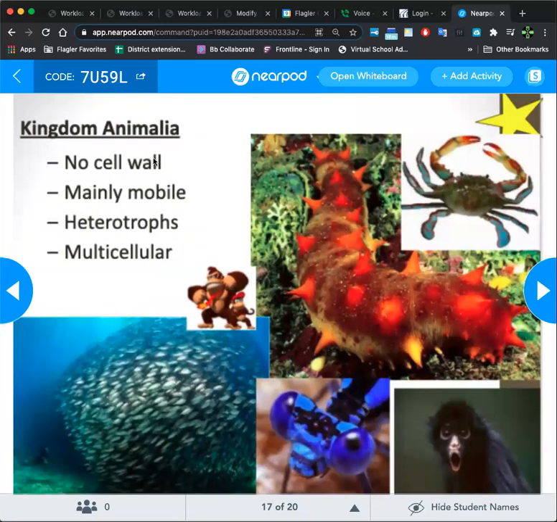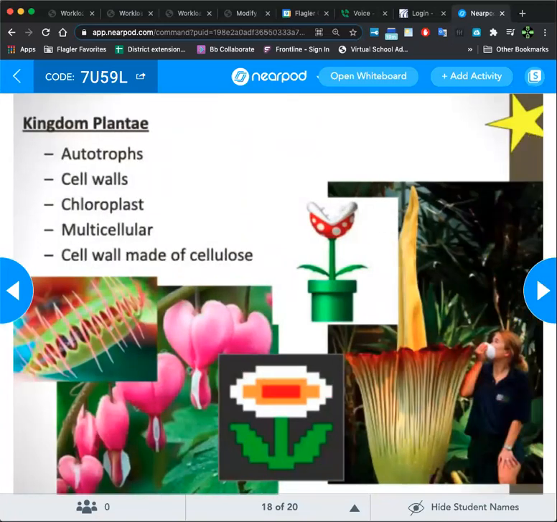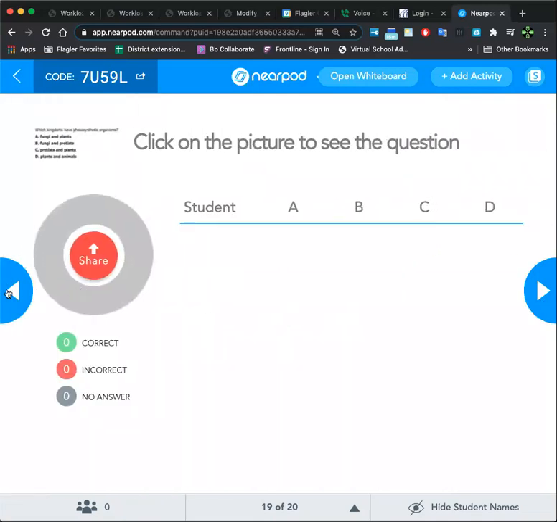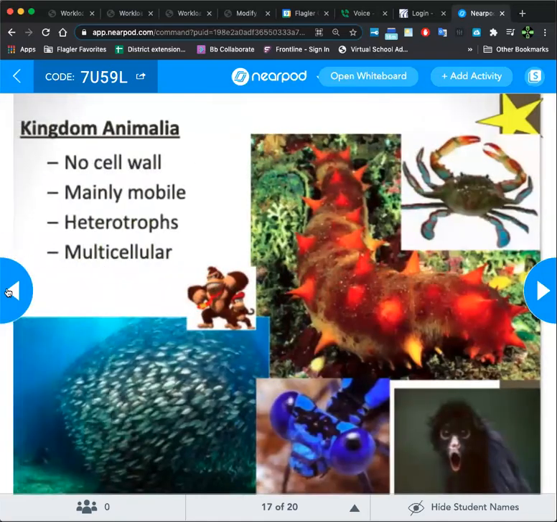All right, and then we have our animal kingdom. I'm actually going to go back to that in a second. So plant kingdom, like we said, autotrophs, they're multicellular, cell walls made of cellulose. So that's a big thing. Really make sure you know the difference between a plant and a fungus. So you're going to probably ask that on your test, and I'm probably going to ask you something about that on your DBA.